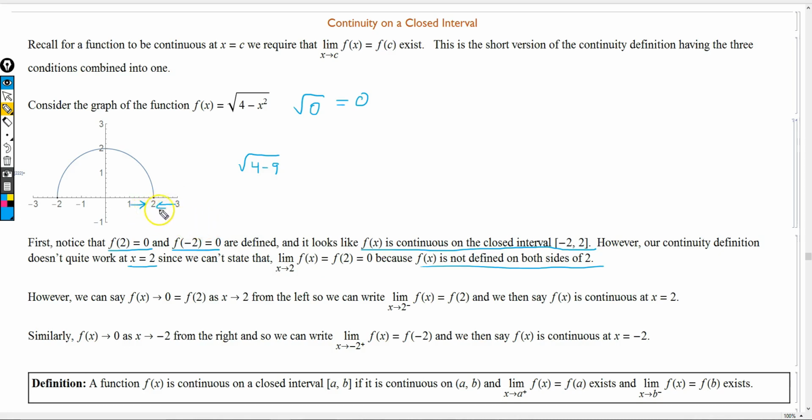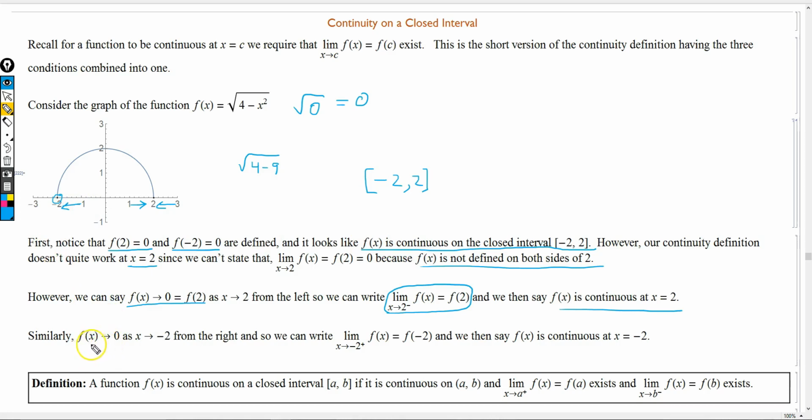So how do we fix it? Well, the way we fix it is we just ignore the right hand part, and we say we're only going to consider the limit as x approaches 2 from the left. That's all we do. So looking down here, we can say that f of x approaches f of 2, or 0, as x approaches 2 from the left. There's no problem there. If I plug a number in a little smaller than 2 in here, that's no problem. So we can say that the limit as x approaches 2 from the left of f of x is f of 2. And then we say f of x is continuous at x equaling 2. So in other words, at the right-hand endpoint of the interval from -2 to 2, we're only considering a left-hand limit. All right, and the same thing over here at -2, except we only consider a right-hand limit.